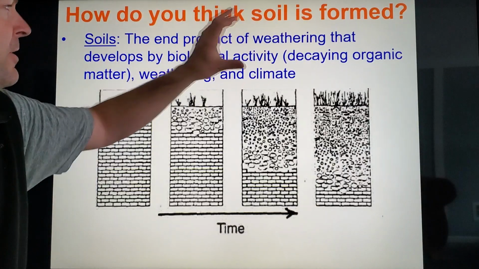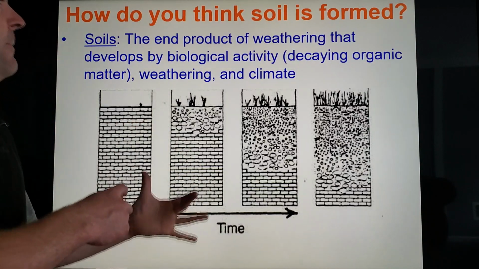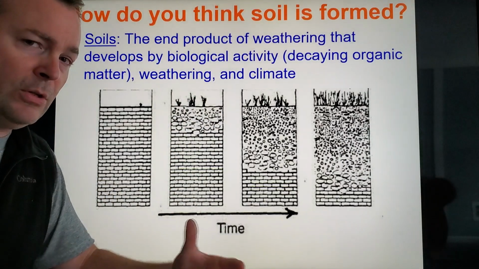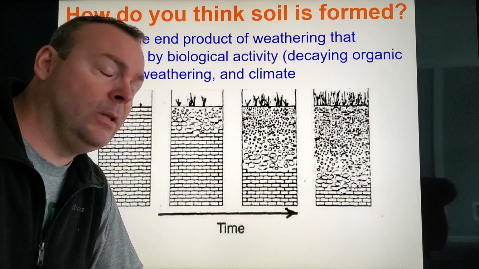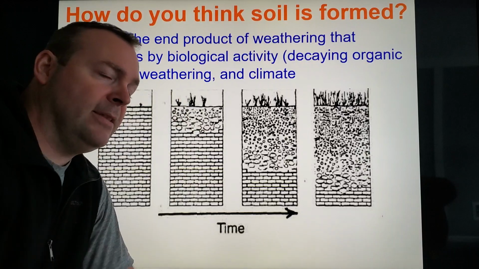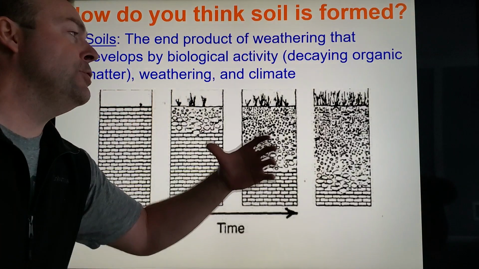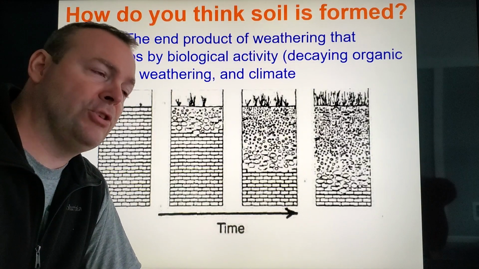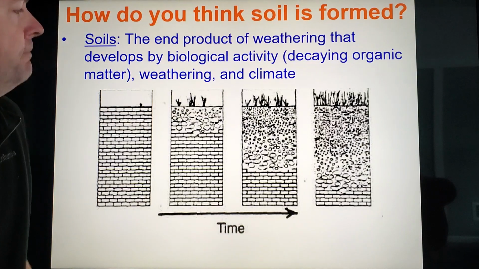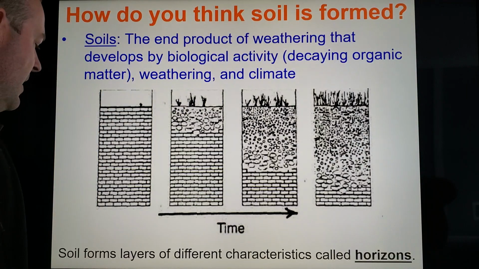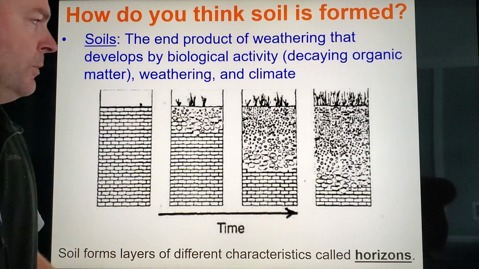Soil is the end product of weathering that develops by biologic activity, but of course also the physical and chemical weatherings. Put it all together, and you get eventually a dark, rich soil. If you ever tried doing any planting, flowers, vegetables, trees, whatever you want to grow, you want a nice dark, rich soil that has a mixture of organic and inorganic materials. Obviously, the more time you have, the more distinct and developed the soil will be.